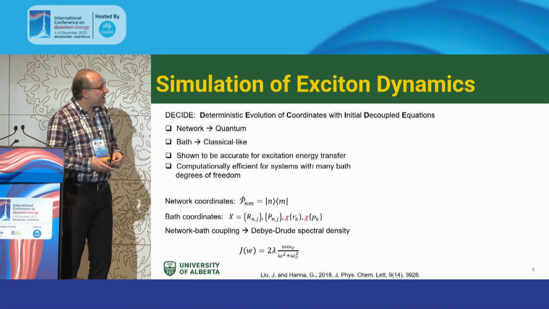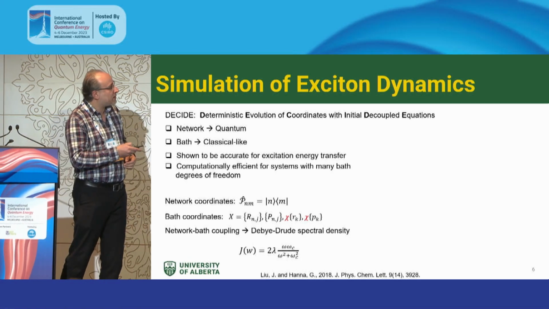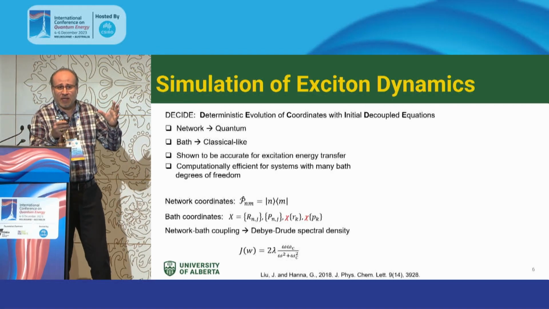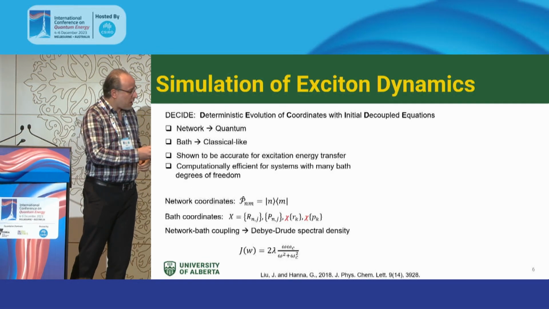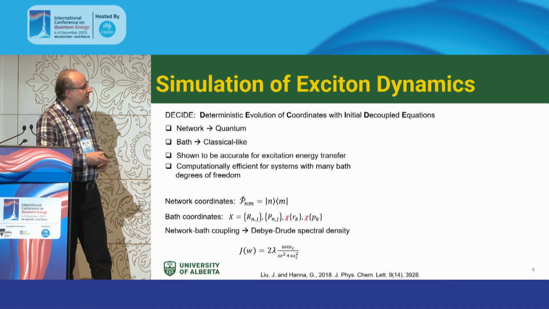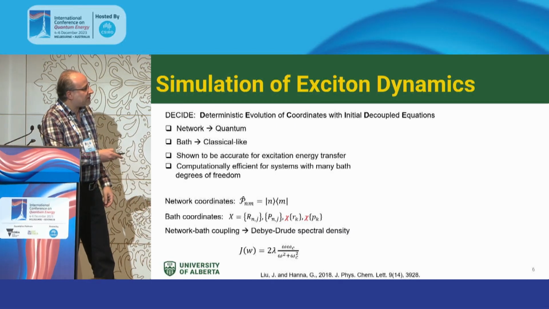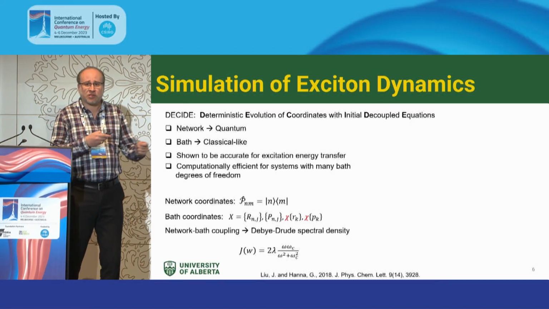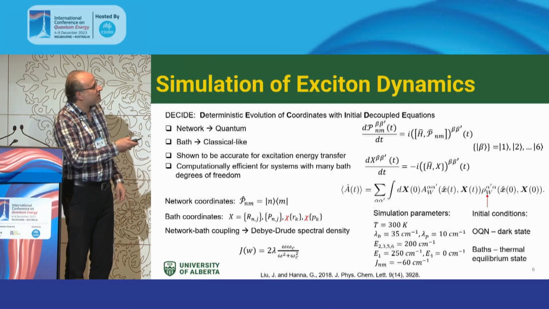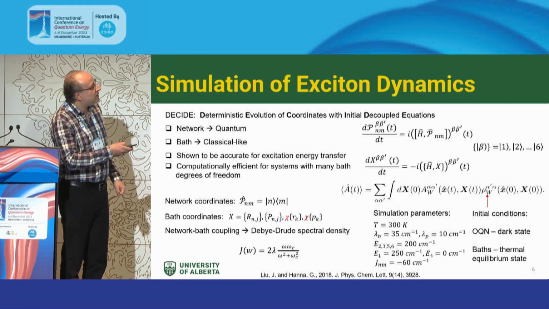Okay, so a few more details. As I said, the network, which we're treating quantum mechanically, has these coordinates, these operators involving the N and M states. For the bath coordinates, because we're treating them in a classical-like approach, we have position and momenta. And the network bath coupling is characterized by a Debye-Drude spectral density, although we could have used any spectral density, where the bath reorganization energy, lambda, characterizes the strength of the coupling between the network and the bath. So these are the equations of motion that we solved. We solved the system of equations of motion. I won't get into the details.